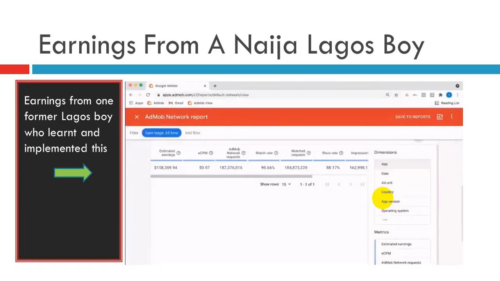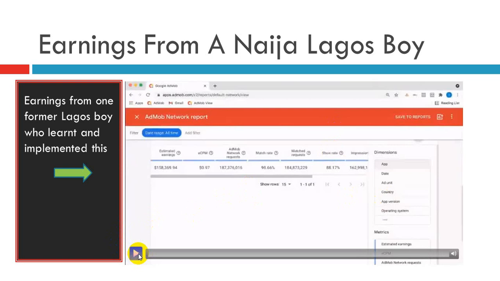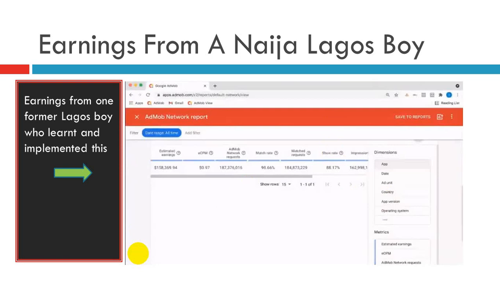And now let me show you something from a Lagos boy who learned this and implemented this for himself. And this is the part many people are not talking about. And they really have no motivation, I believe, to share their goodies with you. I think. Take a look at this.